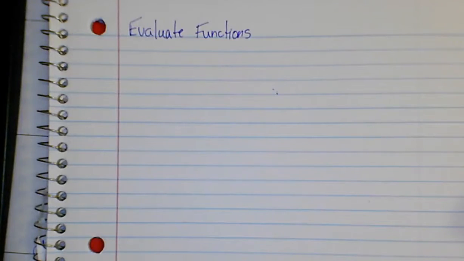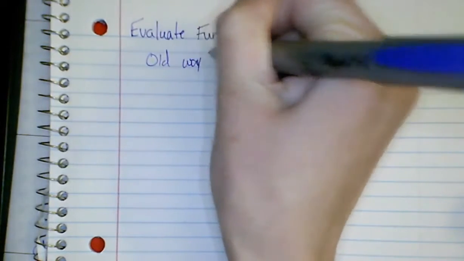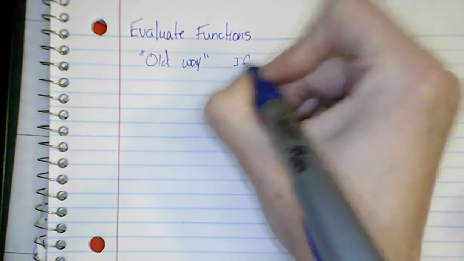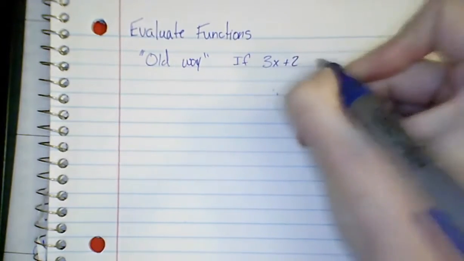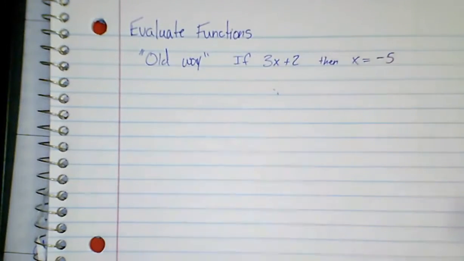We will look at evaluating functions. When we evaluate functions, all we're doing is plugging values in for the variable. You may have evaluated functions before without even knowing. The old way, for instance, may be if 3x plus 2, then x equals negative 5. Well, you'd plug negative 5 in for x.